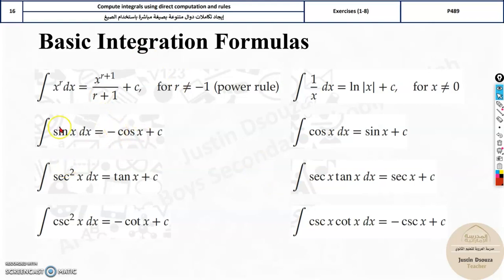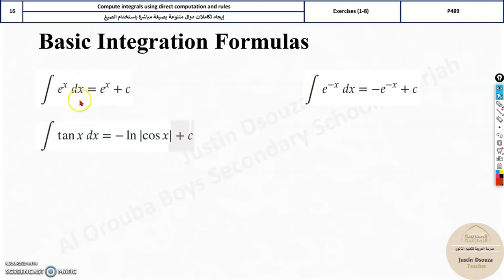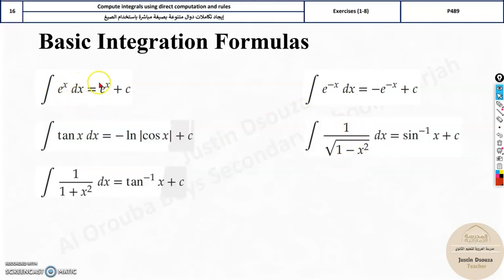For integration, again, I will repeat one thing. Whenever the answer is cos, you will have a negative sign. Wherever there is a c, that is cosine or cotangent or cosecant, you will have a negative. Similarly, there are more formulas on integrals of exponential functions. So these are the exponential function and tan inverse formulas. Please go through them. You need to remember these.